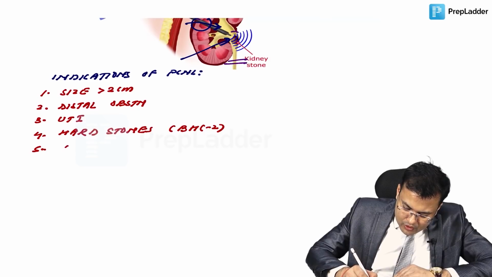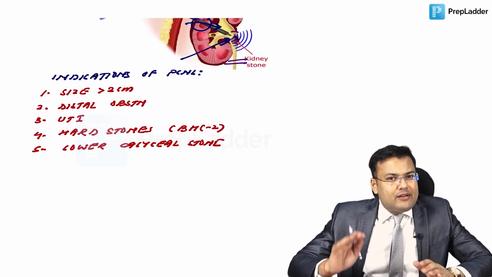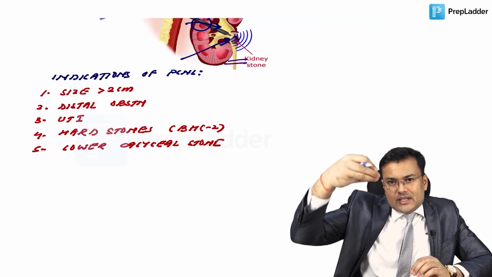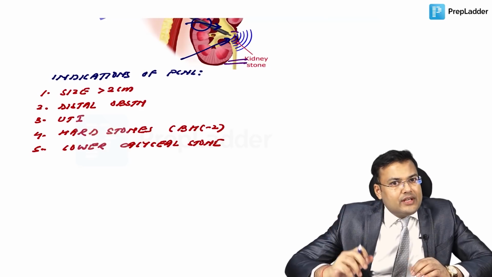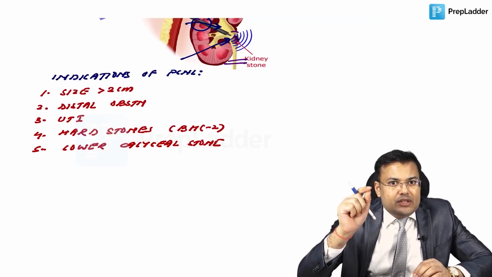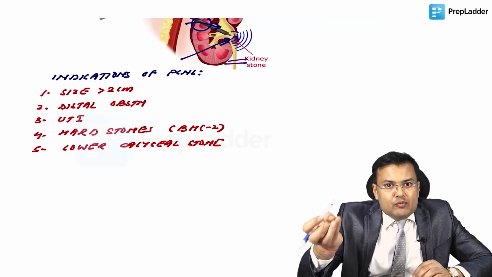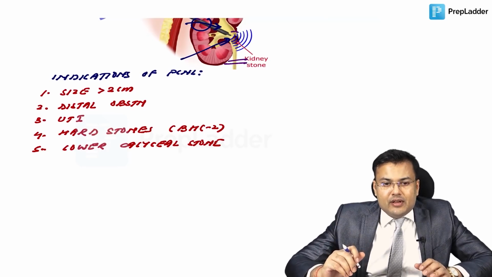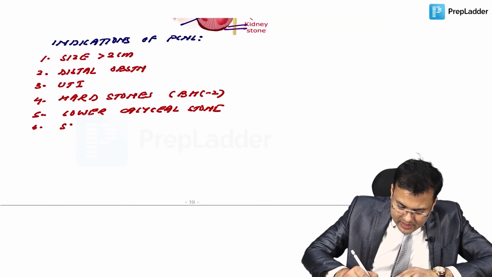Fifth, lower calycial stone. Okay. So whenever the stone is there in the lower calyx, you might break it with the help of ESWL, but since it's against gravity, it's very difficult to get the stone into ureter. So what happens if the stone is in the lower calyx? It's better to break the stone by PCNL and remove the stone directly under vision. Clear? And the sixth is staghorn calculi.